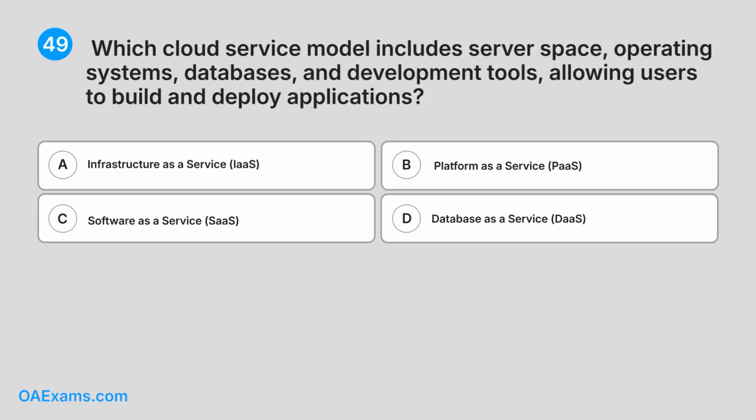49. Which cloud service model includes server space, operating systems, databases, and development tools, allowing users to build and deploy applications? A. Infrastructure as a service. B. Platform as a service. C. Software as a service. D. Database as a service. What do you think is the answer?